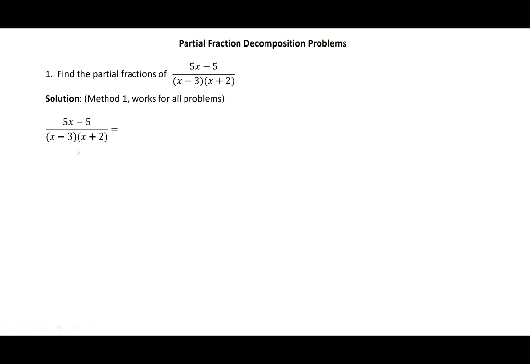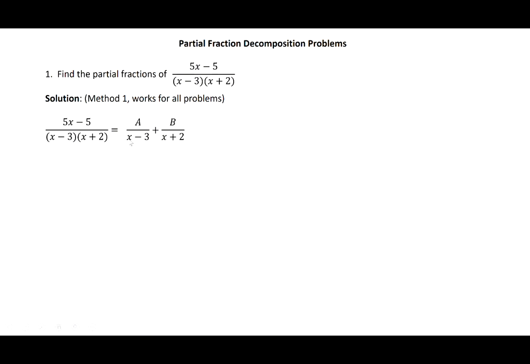We say, because these are linear non-repeating factors in the denominator and it's a proper fraction, we'll say A over x minus 3 plus B over x plus 2. Right? There are about 2-3 methods to solve this case 1 problems. So let me discuss 2 of them right here. Method 1, this is a method that works for all the problems. So what do we do?